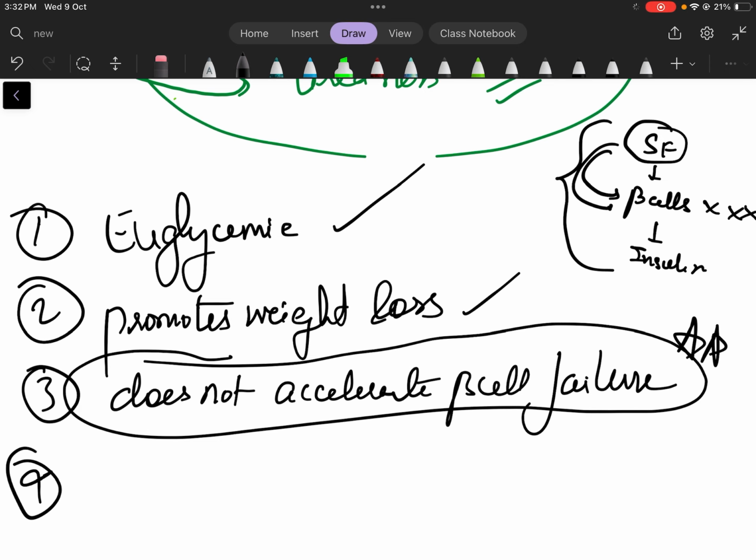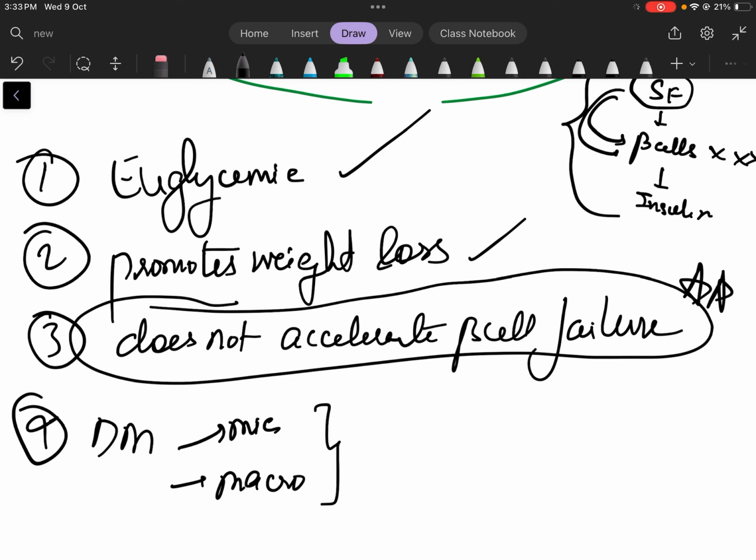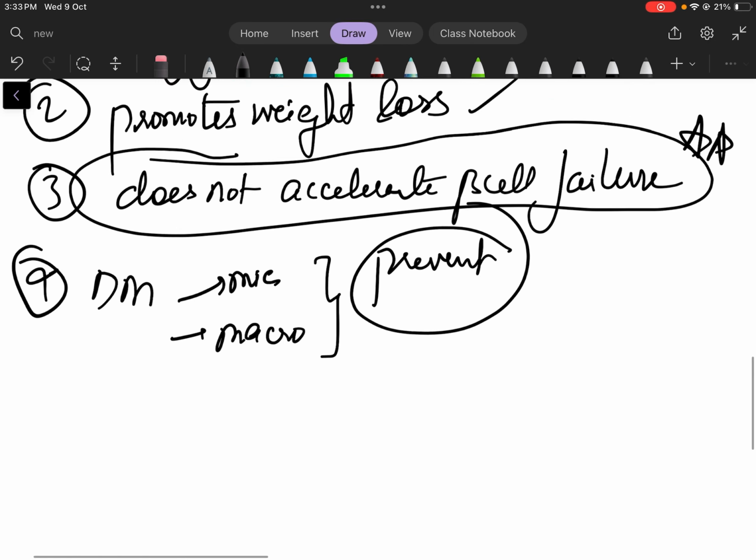Then, when we are discussing diabetes mellitus, we always tell there are microvascular complications as well as macrovascular complications. This is extremely important. This is the cause of death in most of the diabetic patients. So studies have shown that metformin has a potential to prevent all these micro as well as macrovascular complications. How good is it in preventing? We still don't know, but of course research has been done and studies have shown that it does slightly improve the micro as well as macrovascular complications.